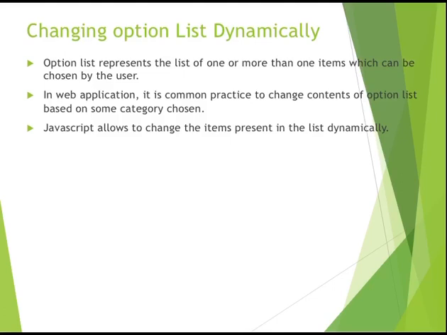Now here what we are going to do, we are going to change the contents of the option list based on some category chosen, right? So we are going to basically take three categories, that is fruit, flower and color. If we choose the fruit category, then we are going to get an option list of fruits. If we choose flower category, then we are going to get the options of different flowers. And if we choose the color category, then we are going to get the options for color category. Okay, let's see the code and output. Then it will be clear.